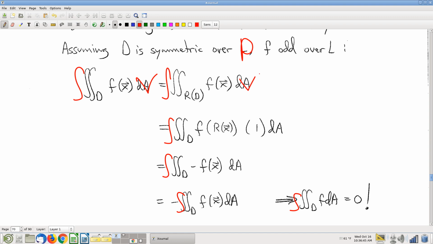dv instead of dA, and that's the proof. It's the exact same argument in 3 dimensions. So that's something to think through. Okay. All right.